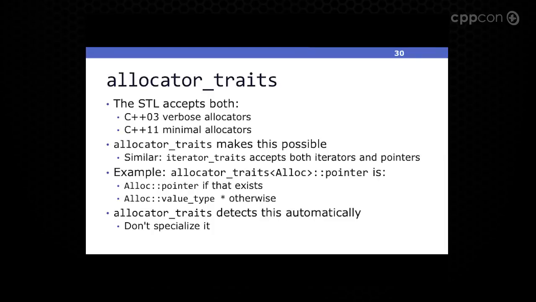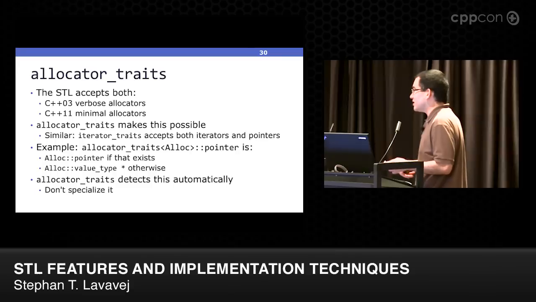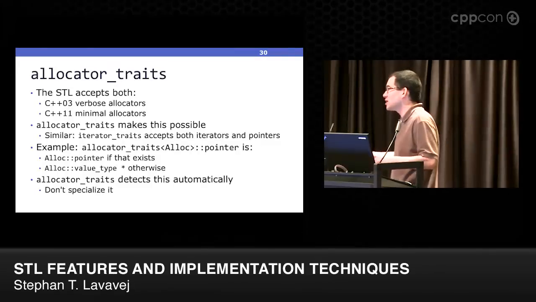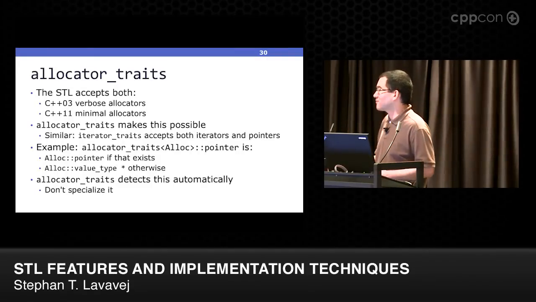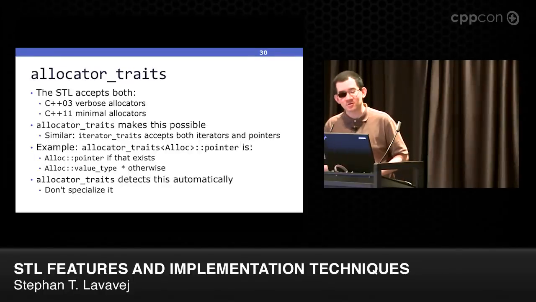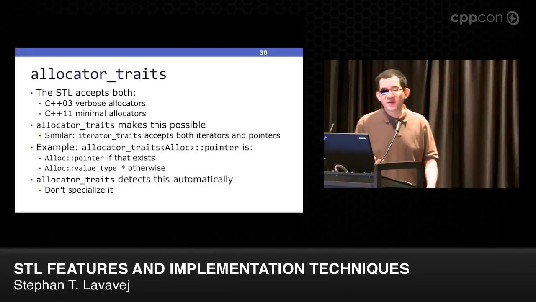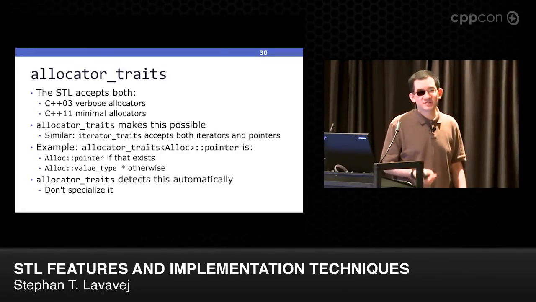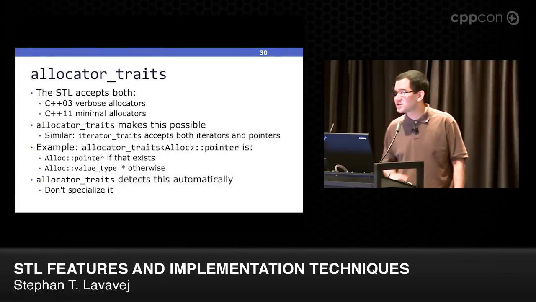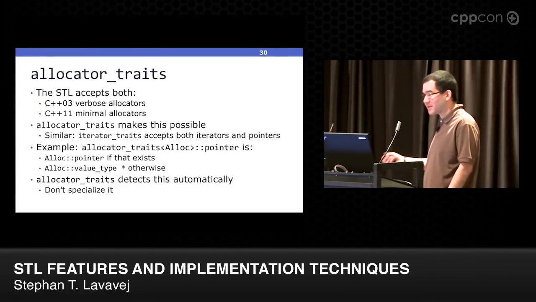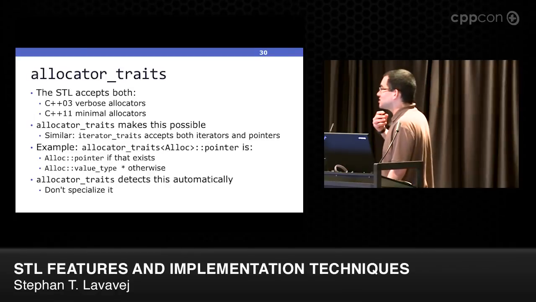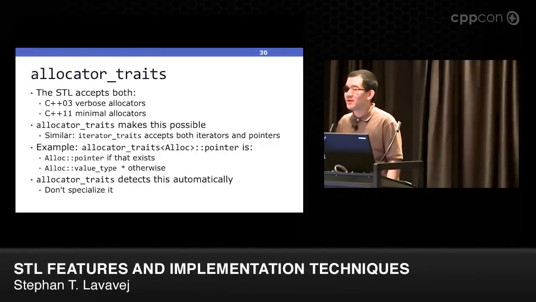OK, so there's actually a problem here. The STL needs to work with user code. And some users are still providing C++03 verbose allocators. They're expecting their special construct function, their special address function to be used. Other users, hopefully you, once you get back home to your code base, are providing C++11's minimal allocators that don't provide things like address and construct, and they're only providing the functions that matter. How is the STL supposed to use things that might not be there?